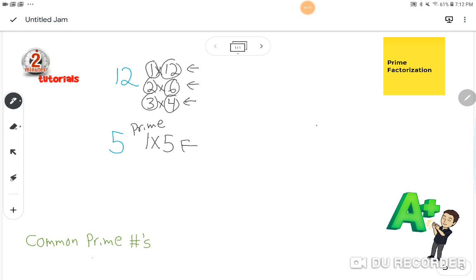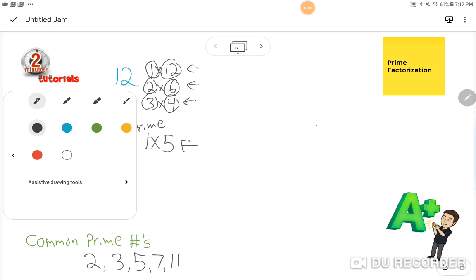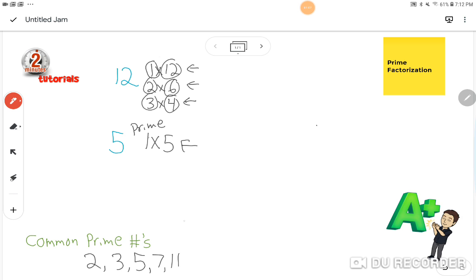Some common prime numbers are 2, which is the only even prime number, 3, 5. Those are pretty much your most common primes. 7, 11. Notice 9 is not in there because 9, this is why I'm putting it in red, has 9 times 1, but also has 3 times 3, so it's not prime.